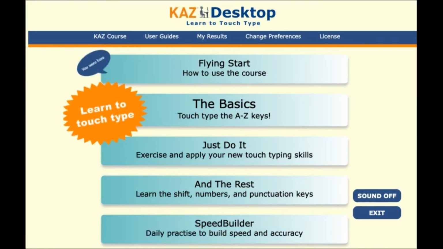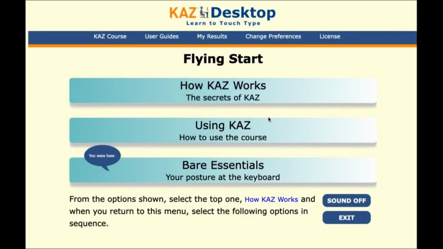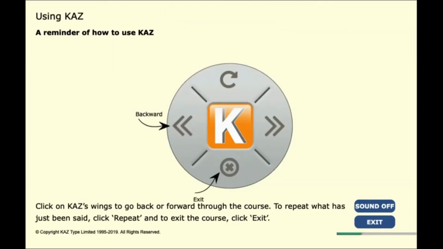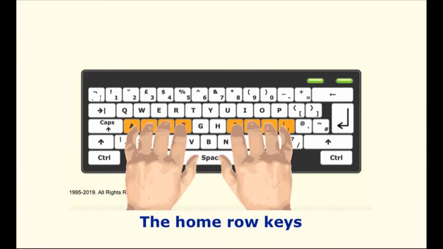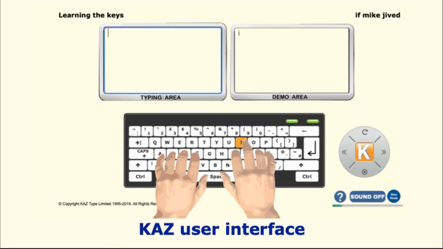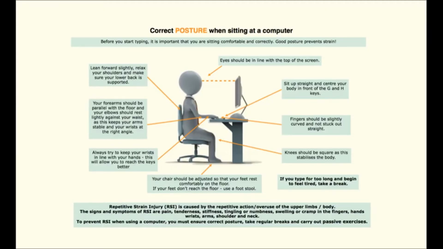Flying Start is an introduction to the course. It contains 3 sections which just take a few minutes. Here you will learn how to use our navigational tool: backwards, exit, forward and repeat. The home row keys, the course user interface, and shortcuts such as using the forward and backward arrows on your keyboard to move through the course. You will also learn about the importance of correct posture while sitting at a computer.